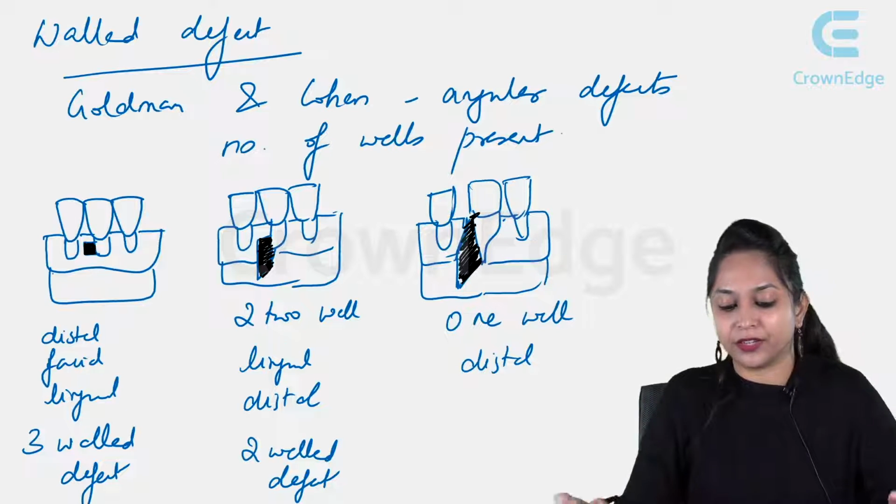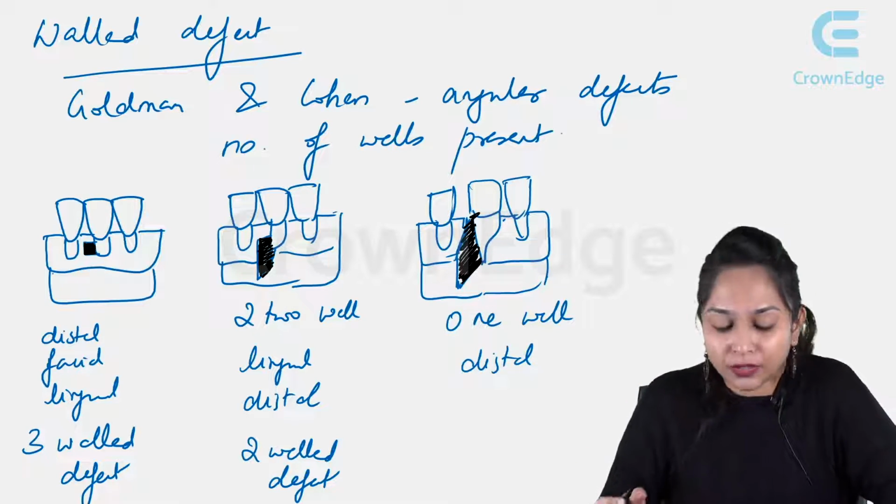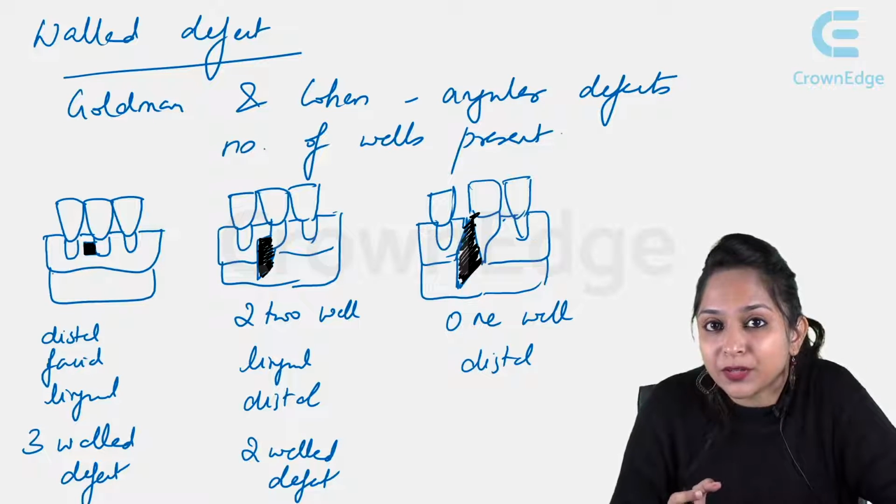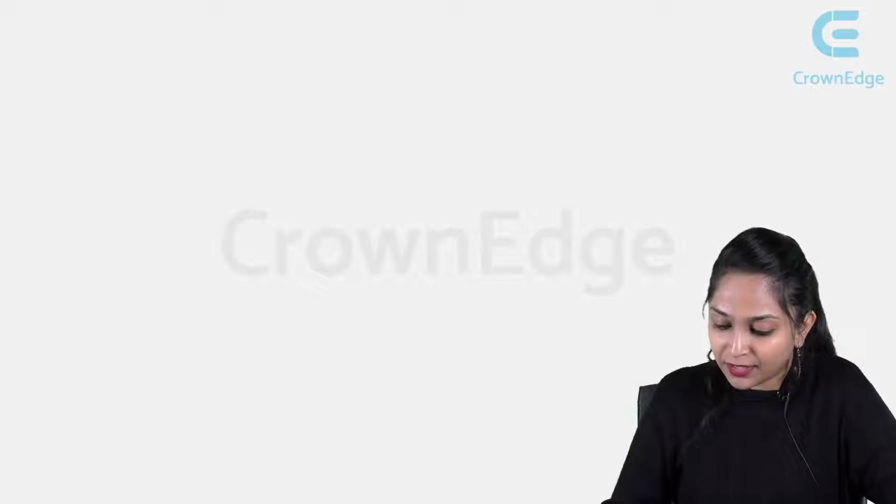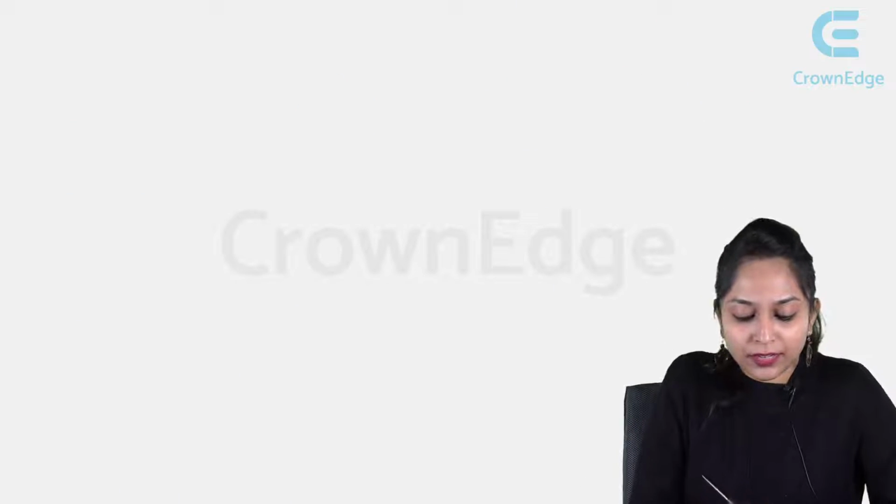It's a 1-wall defect. So just looking at the picture, you need to know how many walls are present. That will tell you what kind of a defect it is. It is not about how many walls are absent. It's how many walls remain, which will tell you what wall defect this is. So let's look into the next topic.